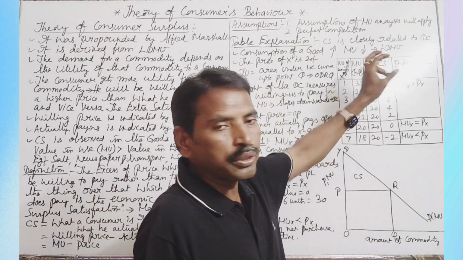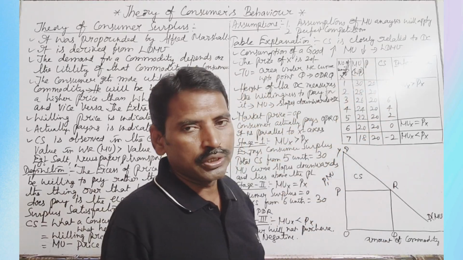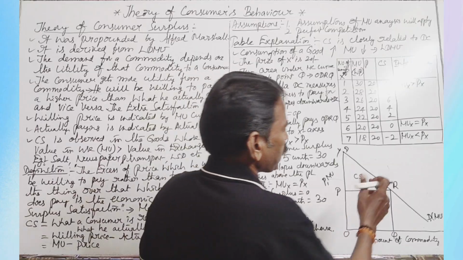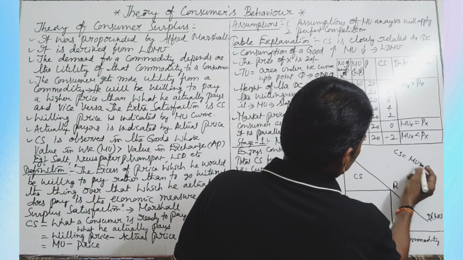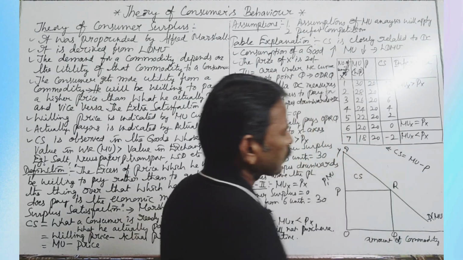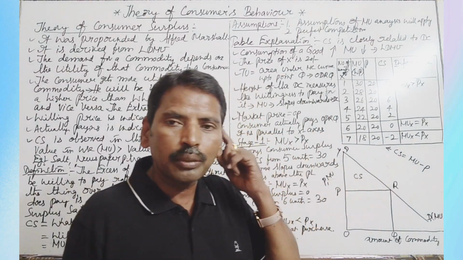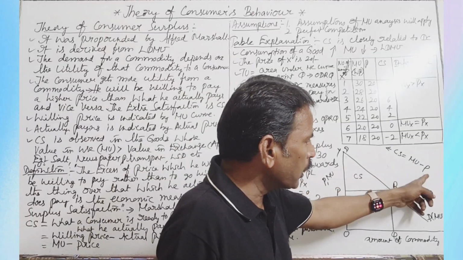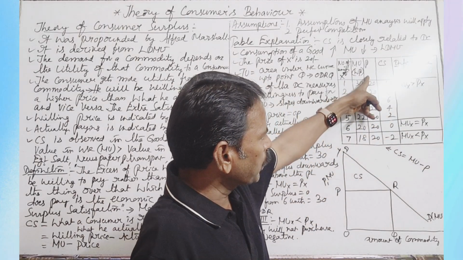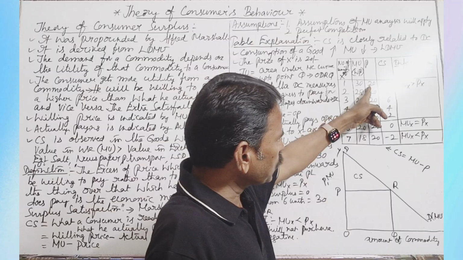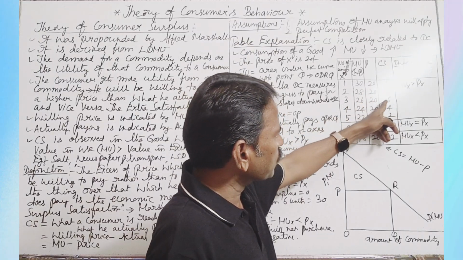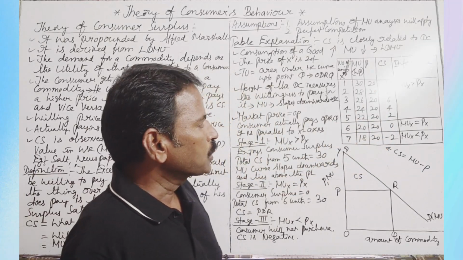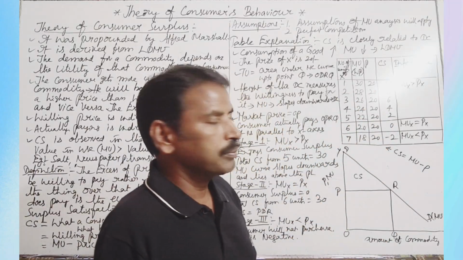Consumer surplus is equal to MU minus price. Consumer surplus is equal to marginal utility minus price. In this table, how do we calculate consumer surplus? Marginal utility minus price. 30 minus 20 is 10, 28 minus 20 is 8, 26 minus 20 is 6, and so on. So that is called consumer surplus.